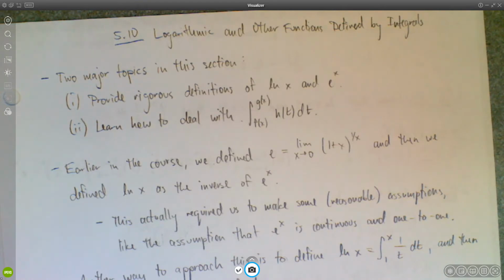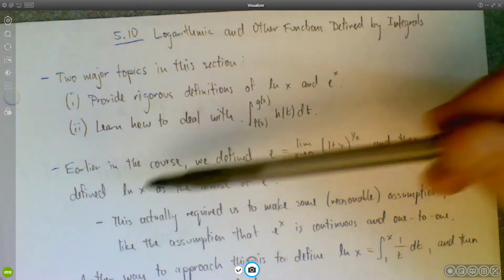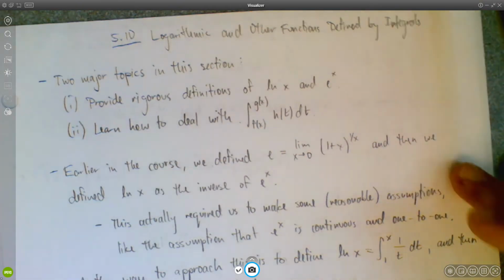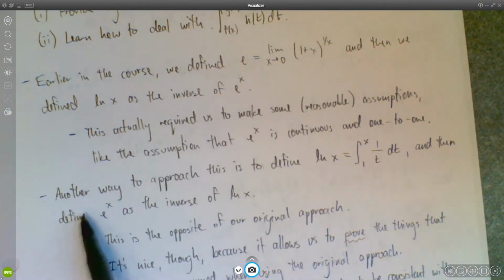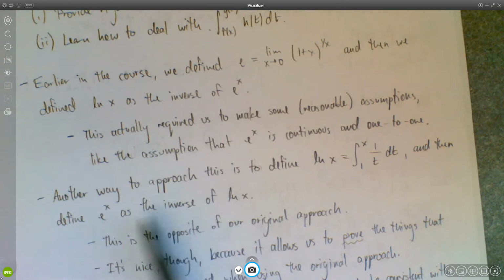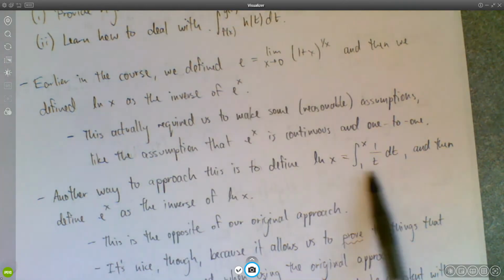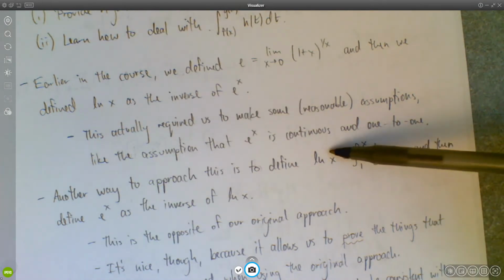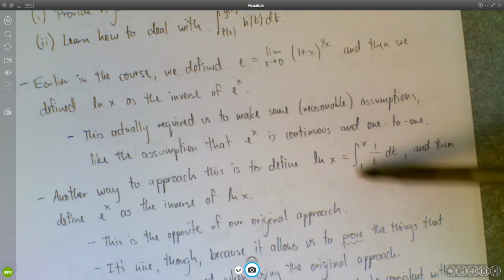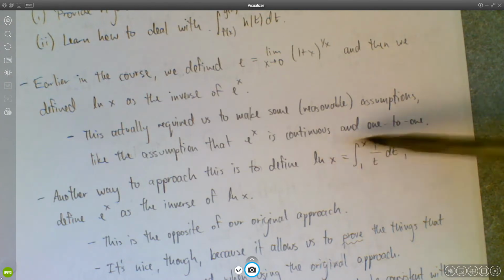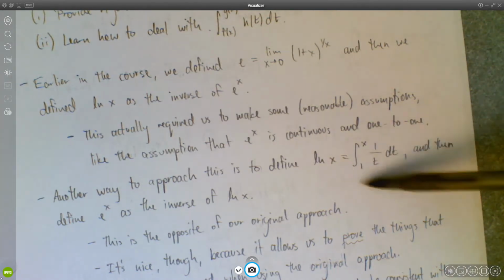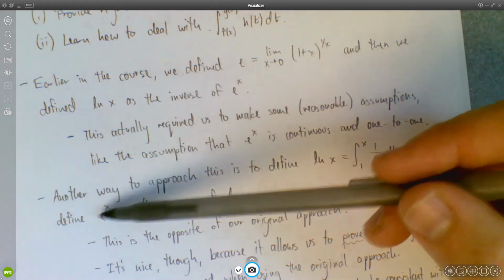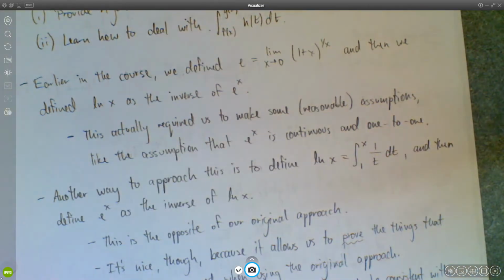And we're actually going to work backwards in the sense that we're going to define the natural log first, okay? So another way to approach the natural log and exponential function is to define the natural log this way. We're going to define the natural log to be the integral from 1 to x of 1 over t dt. So we just take that as the definition of what the natural log is. It's this integral here. And then we're going to define e to the x as the inverse of the natural log of x, right? So it's the opposite of our original approach.